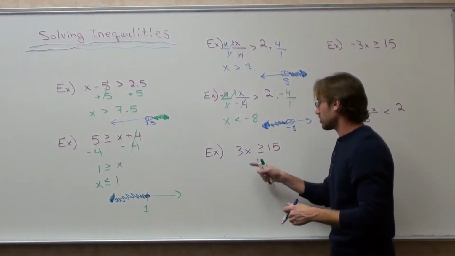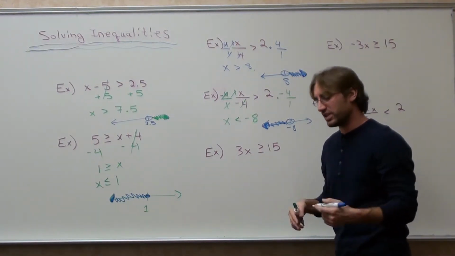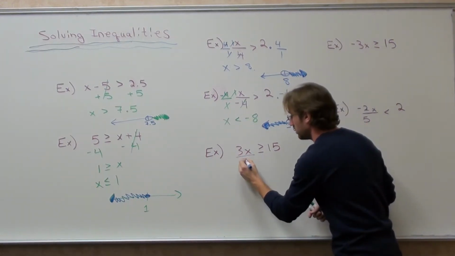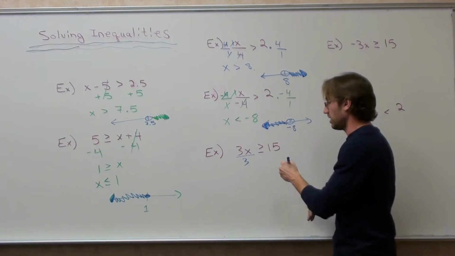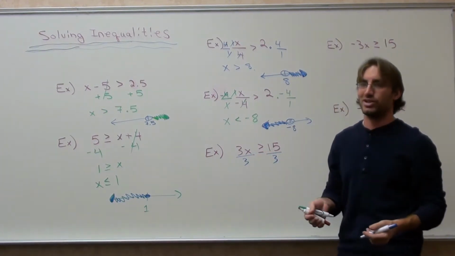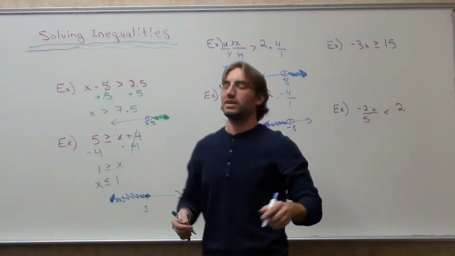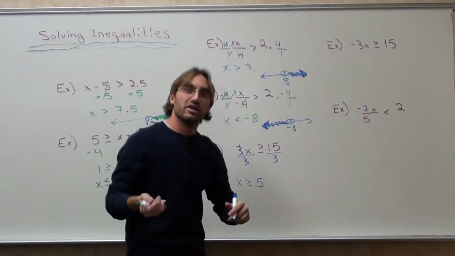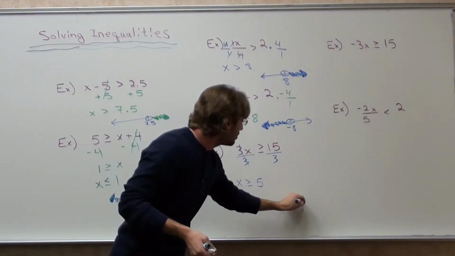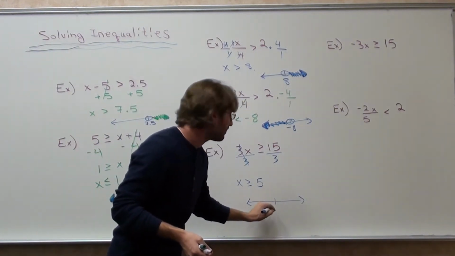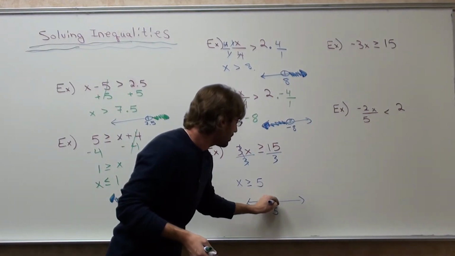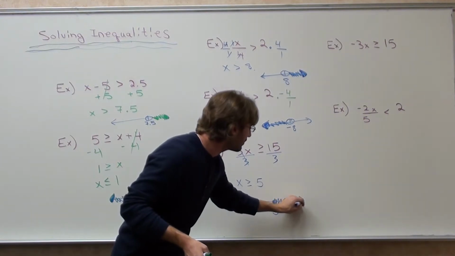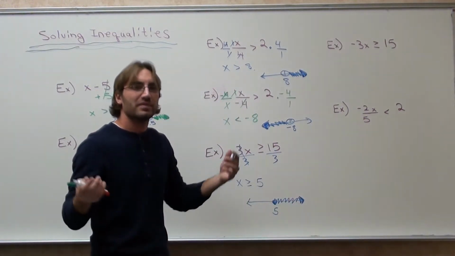Okay. Next one, 3 times x is greater than or equal to 15. 3 times, how do you get rid of a times? You divide. But what you do on one side of an inequality, you do on the other. So it's almost exactly like an equation, but not really. 3 divided by 3 is 1. X is greater than or equal to 5. Number line. Closed circle. Hey, let's go there. Finito. And there you go.